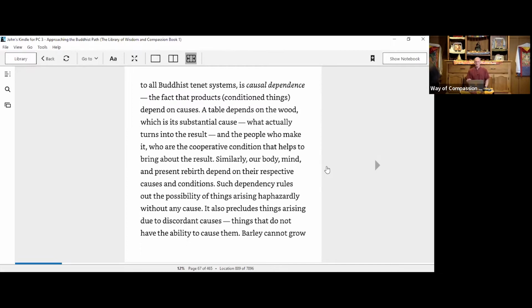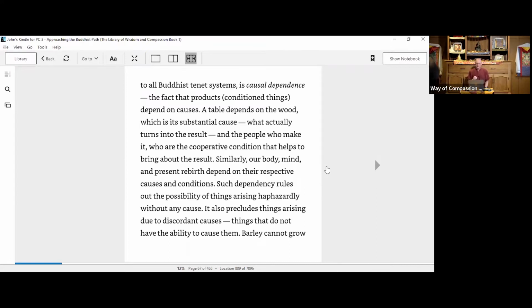So let's get back to this. All Buddhist tenets understand that things exist in causal dependence, right? Depends on causes. The table exists on the wood, which is its substantial cause, what actually turns into the result, and the people who make it, who are the cooperative conditions that help bring about the result.